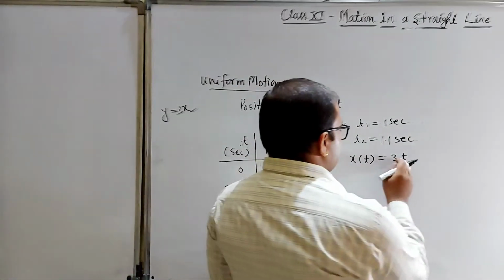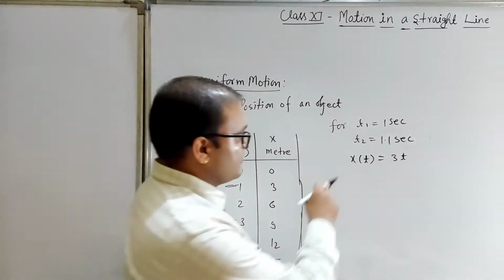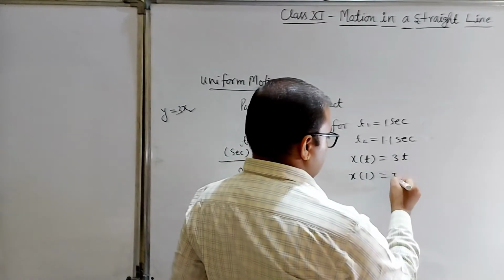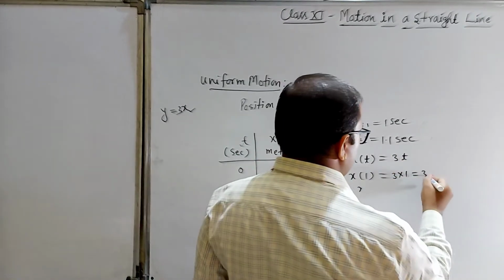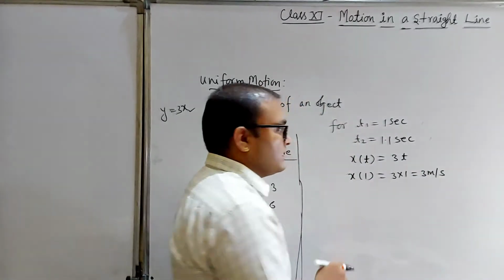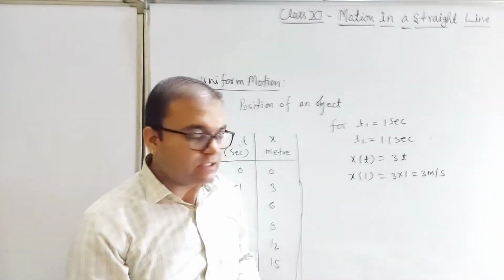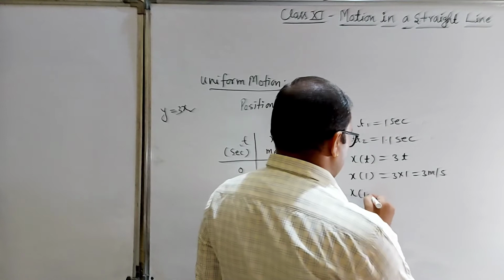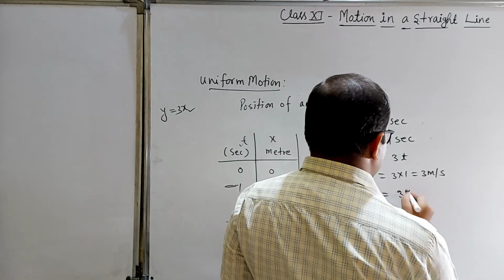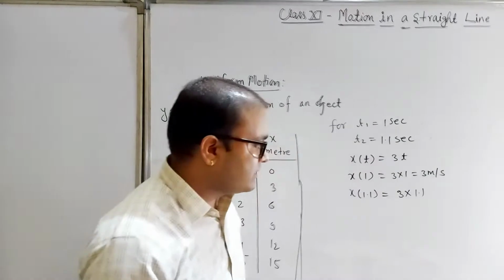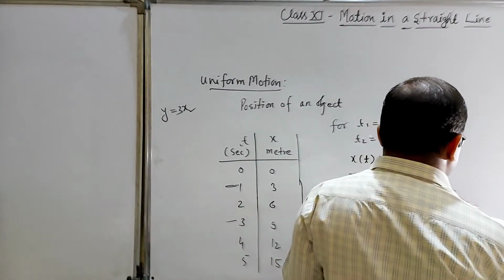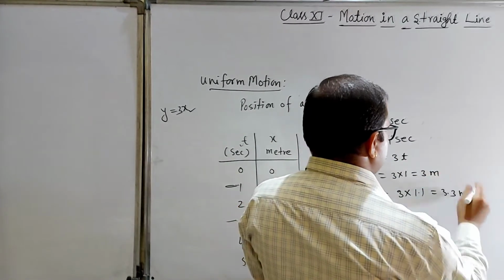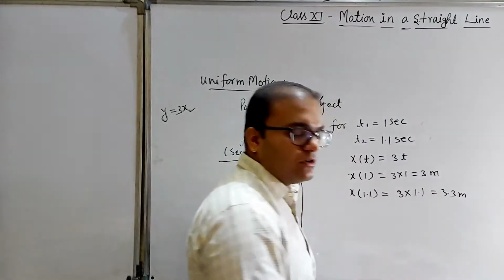Okay, so x(t) equal to 3t, this is a function. From here, what will be x1? So x1 equal to 3 into 1, that is equal to 3 meter. Now the second time interval t2 equal to 1.1 second, so we have to calculate the position at 1.1 second. So x(1.1) equal to 3t, 3 into 1.1, that is equal to 3.3 meter. Sorry, this is the position, so that's why this is meter, not meter per second.